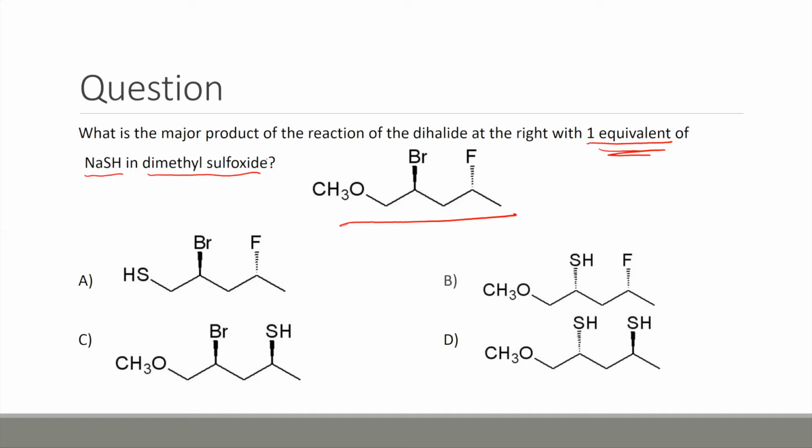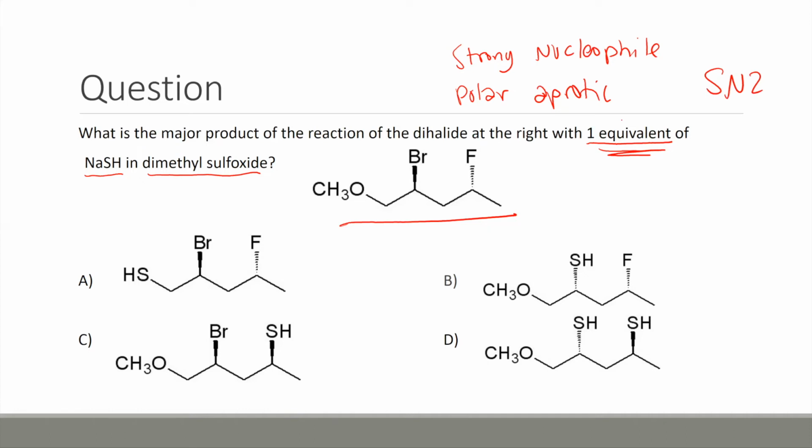So let's first discuss what type of reaction will be occurring. Notice we have the DMSO as our solvent. That is another polar aprotic. And we're using a pretty strong nucleophile, NaSH is a pretty strong nucleophile. So a strong nucleophile, which again keys us in that this is an SN2 reaction.